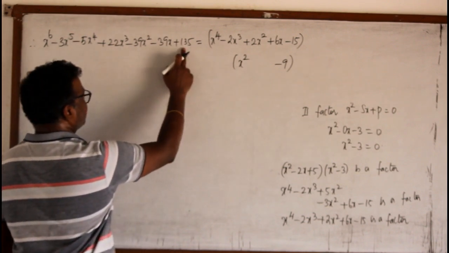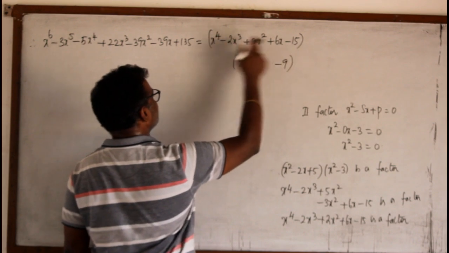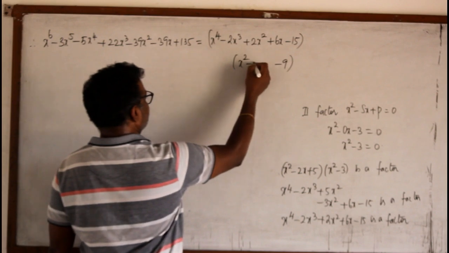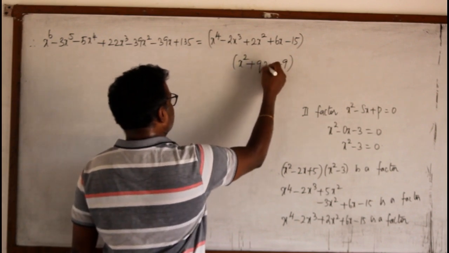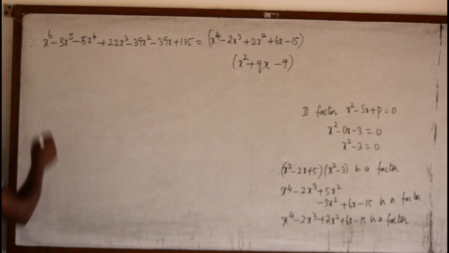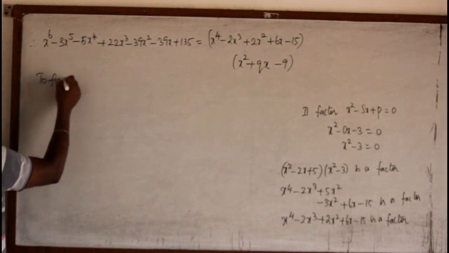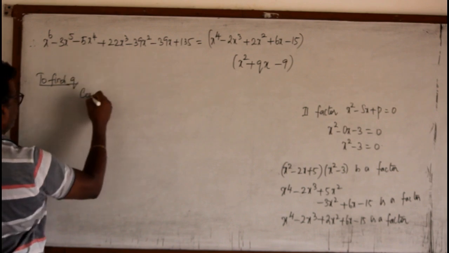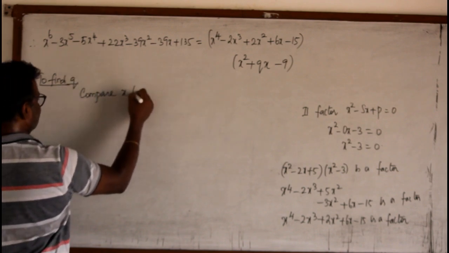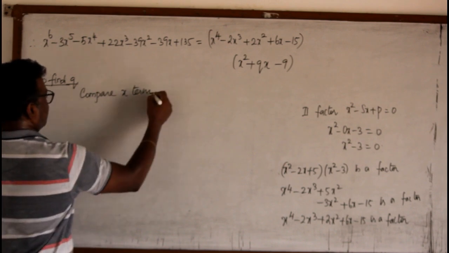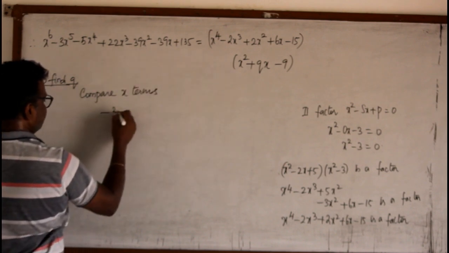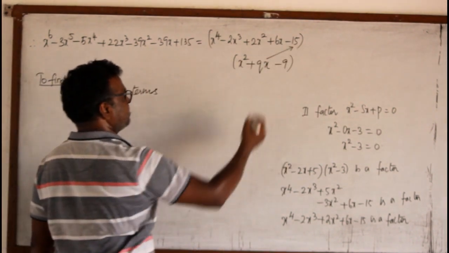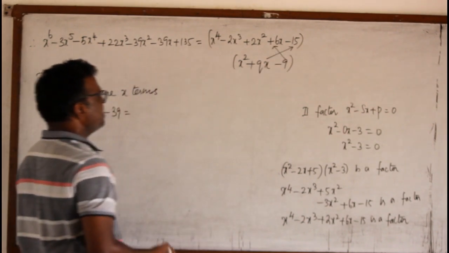The constant term is 135, here it is minus 15, so to get 135 it must be multiplied with minus 9. So the middle x term is missing, let me write that x term as qx. Now we shall find q. For this, we are going to compare the x term. What are the x terms here? It is minus 39. When I multiply these two, I will get one x term, and when I multiply these two, I will get one x term.